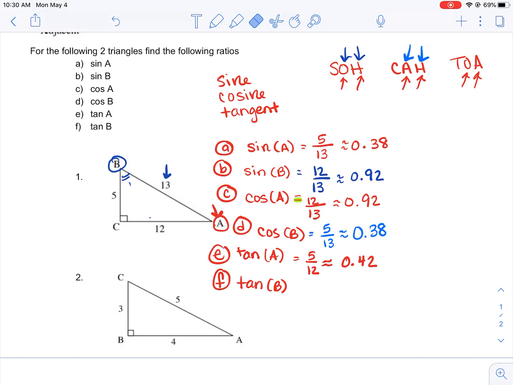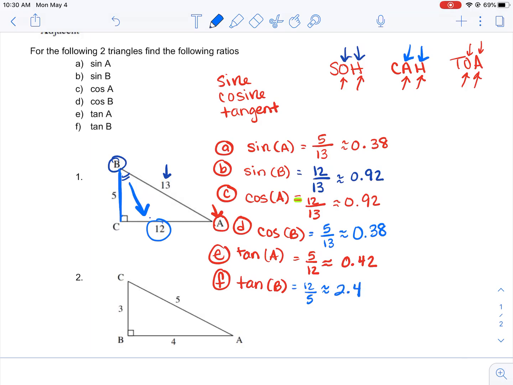And then letter F says find the tangent of B. And again, tangent is our opposite over adjacent. So the opposite of B is 12. And then the adjacent, that side next to B, is 5. So if I do 12 divided by 5, I'm going to get about 2.4.